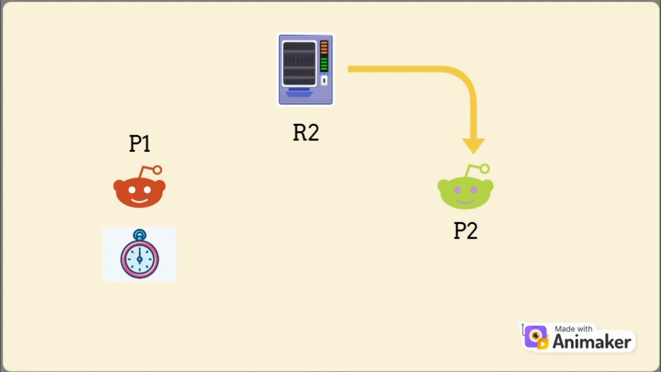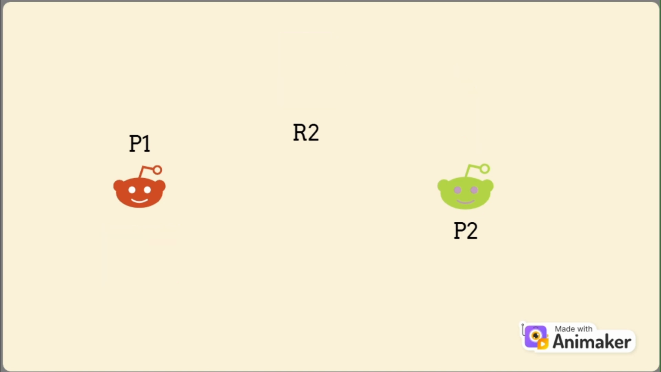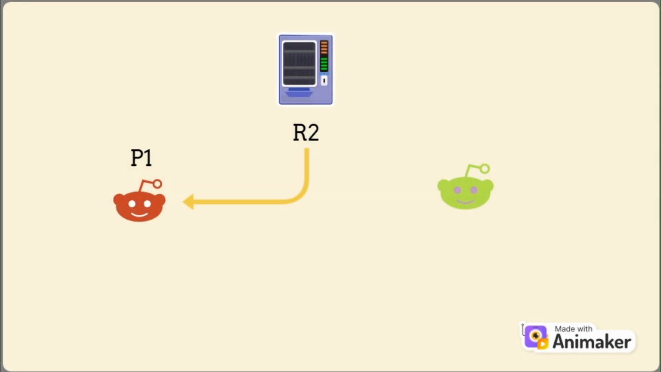Consider a situation where process P1 needs to utilize resource R2. But process P2 is currently using R2. So, process P1 has to wait for P2 to complete its execution. Once process P2 completes its execution, process P1 can request the resource and utilize it.